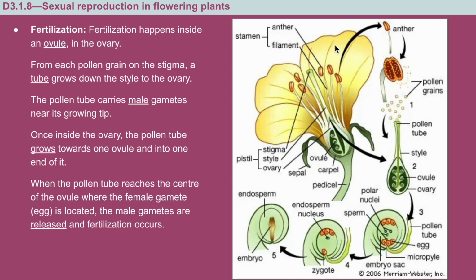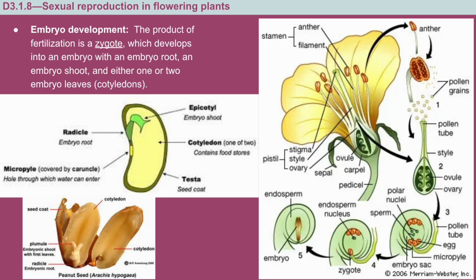So from each pollen grain on the stigma, a tube, as you can see here, will grow down the style to the ovary. The pollen tube carries male gametes near its growing tip. Once it's inside the ovary, the pollen tube grows towards an ovule and into one end of it. When the pollen tube reaches the center of the ovule, the male gametes are released and fertilization occurs.